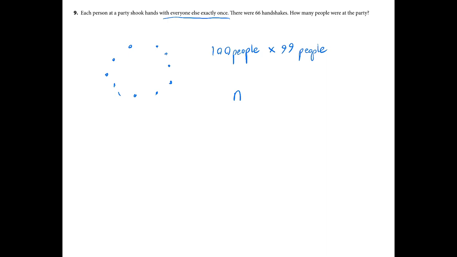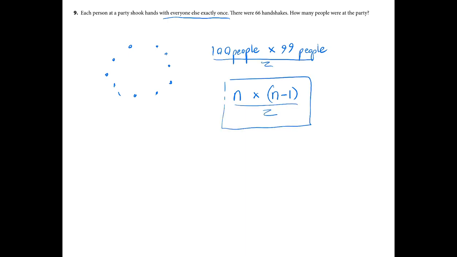For every person at the party, they shook hands with n-1 people. And yet again, we don't count handshakes twice. If Bob shook Sue's hand and Sue shook Bob's hand, that's only one handshake. So in the end, we double counted everything, so we just divide by 2. Okay, so our formula for number of handshakes at a party is this. But the question now is, what if n times n-1 over 2 is equal to 66?